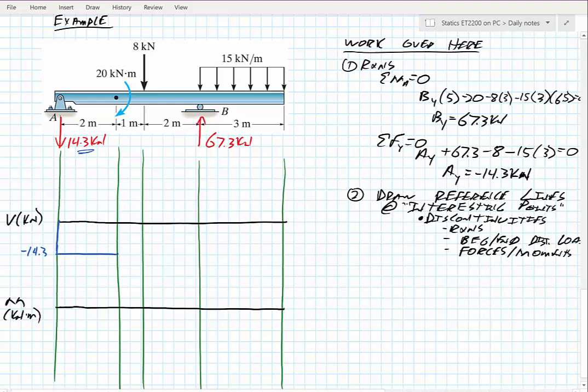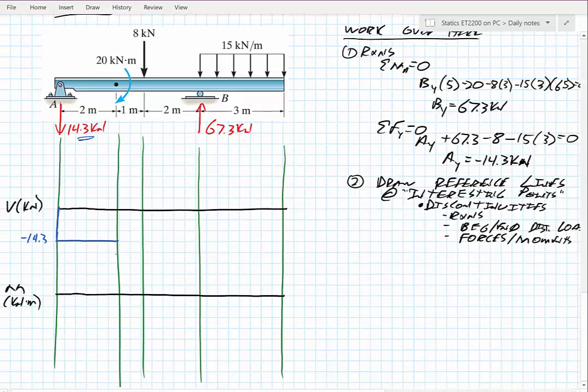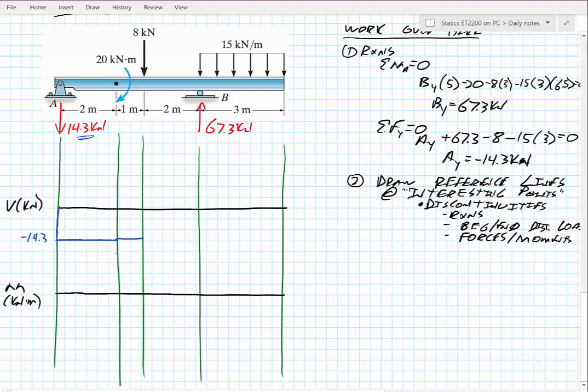I come over here to that 20 kilonewtons. I say, what's the overall effect on the shear? There is no effect on the shear from that 20. It's a bending moment. So I just keep on going along. Then I'm pushing down with an additional 8 kilonewtons. So negative 14.3 minus another 8 brings me all the way down to minus 22.3.